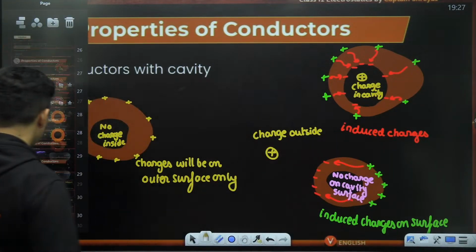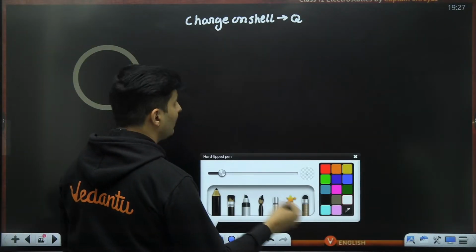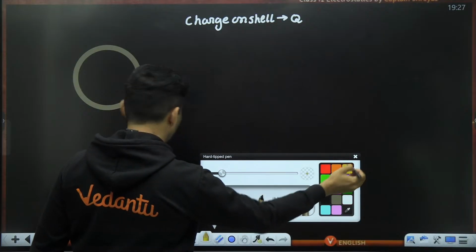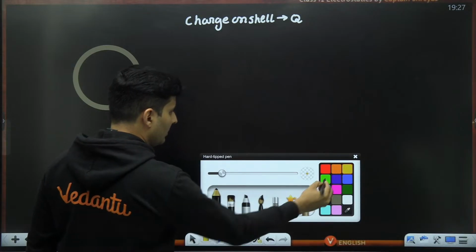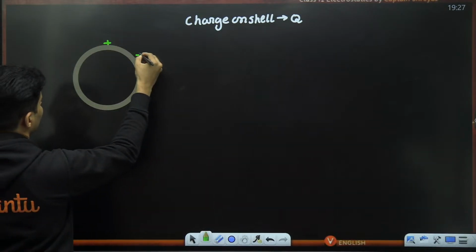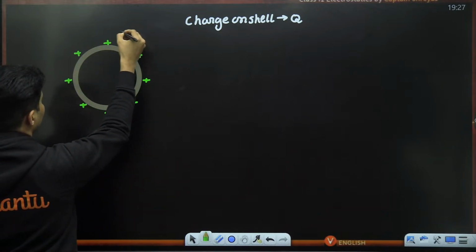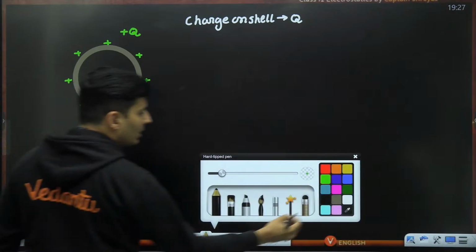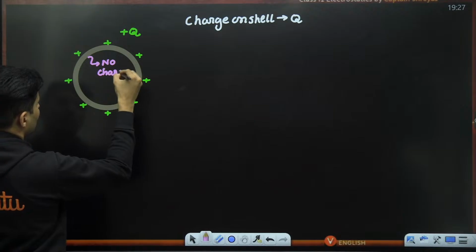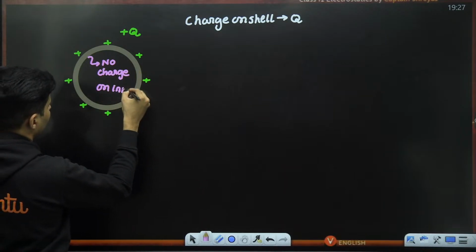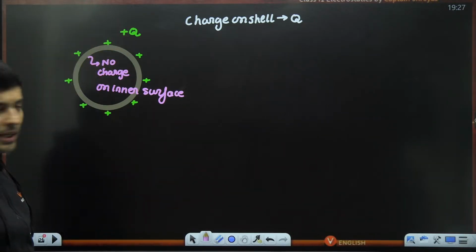So if you go by that logic, there is no charge inside over here. Whatever charge will be there will be only on the outer surface. So it will look something like this. Observe it carefully. All the charges will be there on the outer surface, and it will be basically plus Q. There will be no charge on the inner surface of the shell. All the charges are on the outer surface.